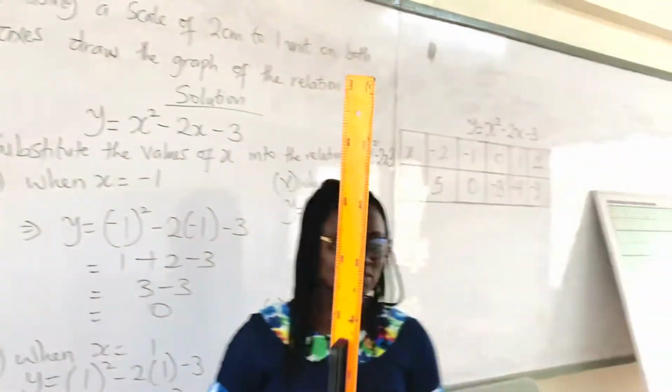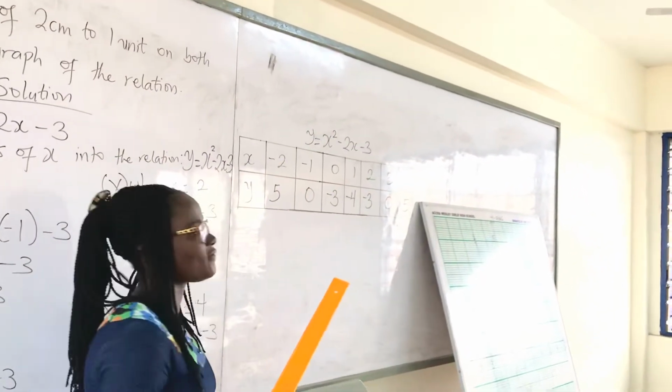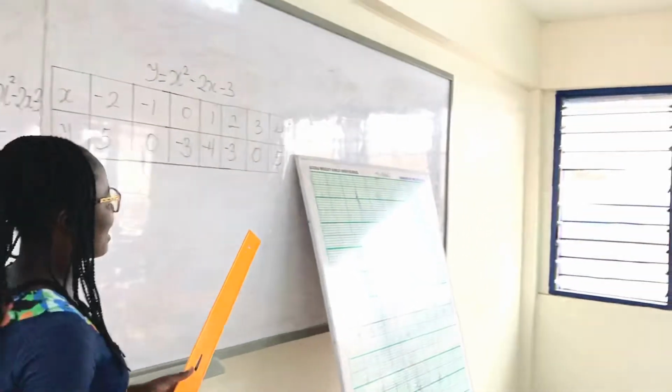relation. So in this case, we are going to draw our graph using the table. So let's go to our graph board.